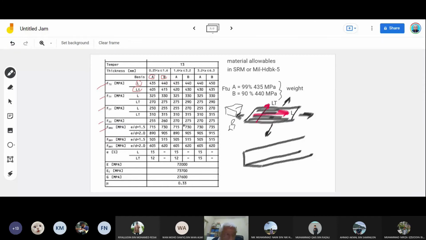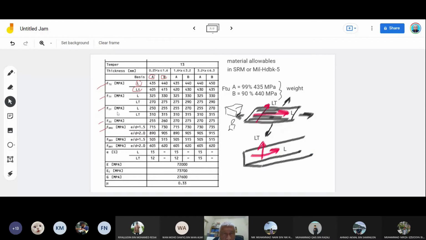So it's the same. Here is L. Direction here is LT. So this is L, and this direction will be LT. Okay, any question on that?